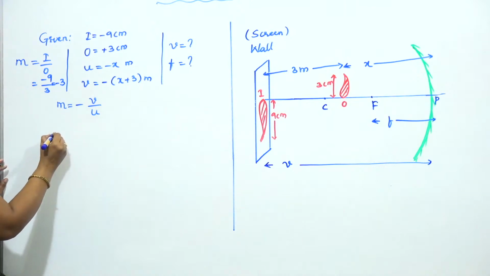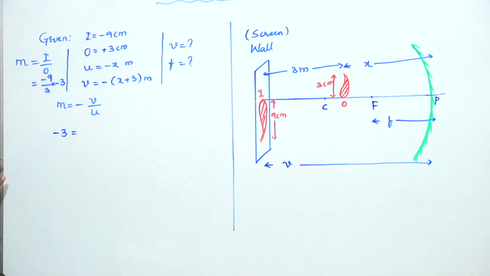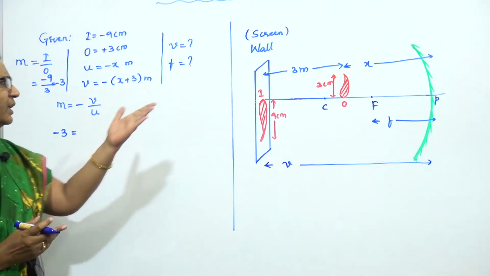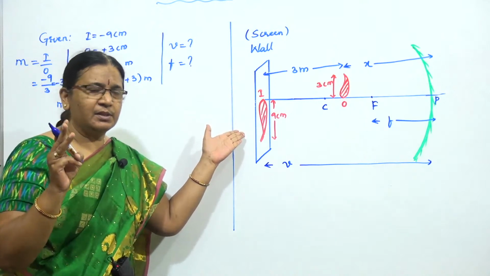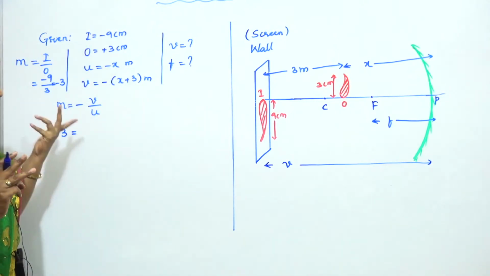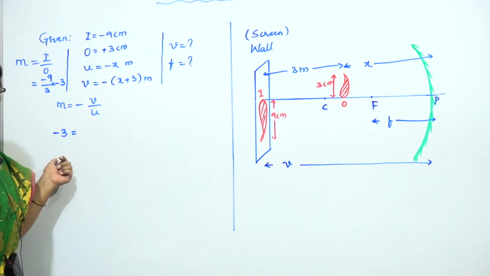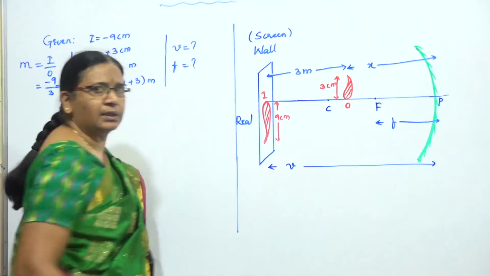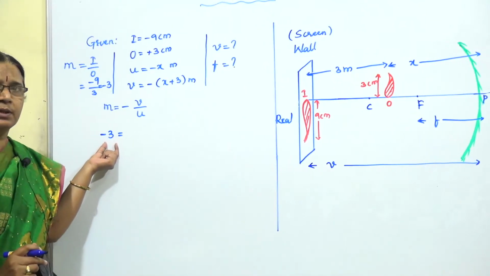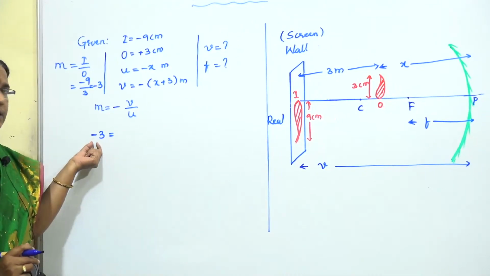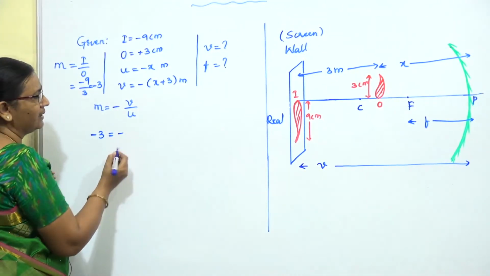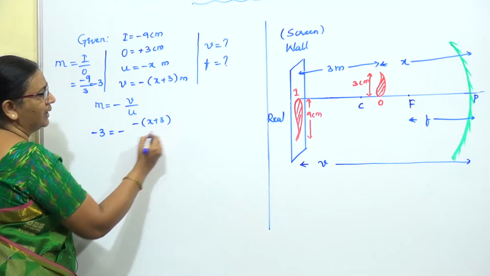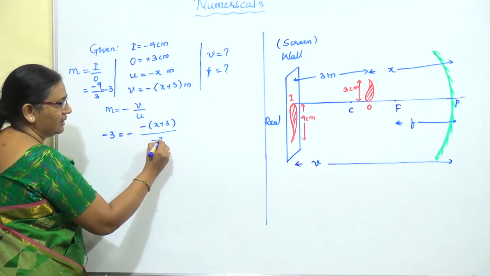So substitute here. When you are solving an objective question, you can say it is 3 times, because 3 has become 9. And we know that magnification should be negative whenever the real image is formed. So obviously we are going to get minus 3. So minus 3 equals minus of x plus 3 divided by minus x.